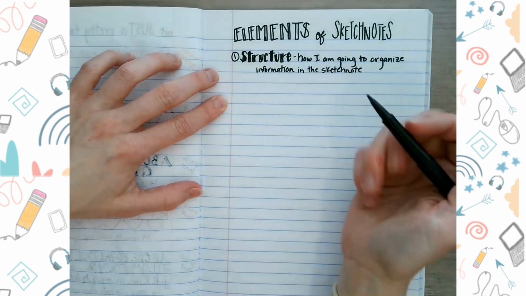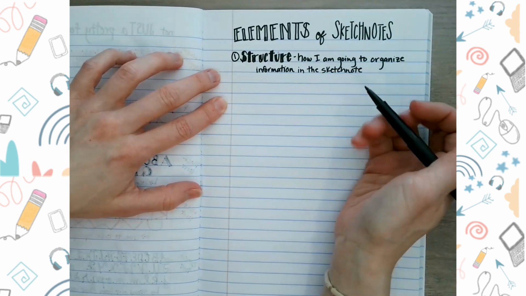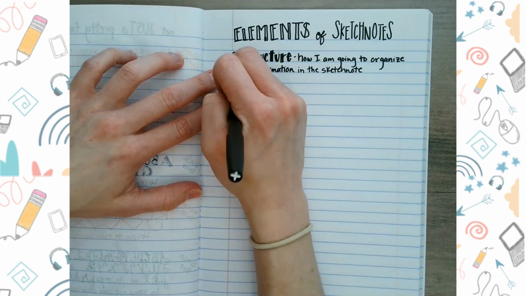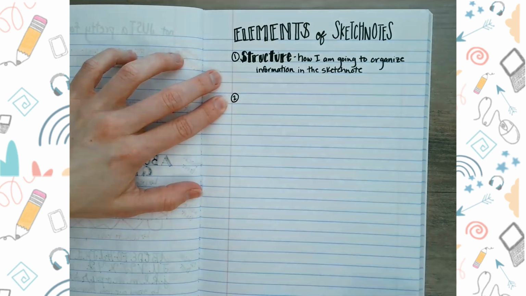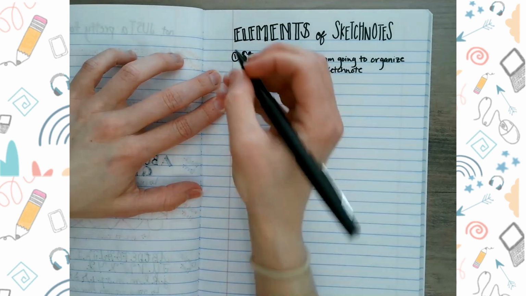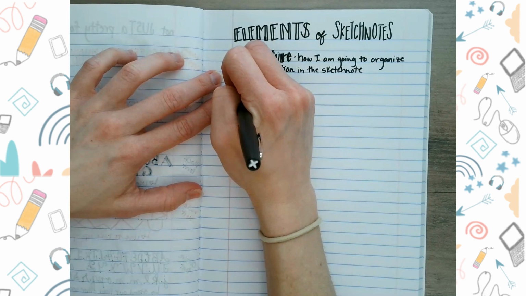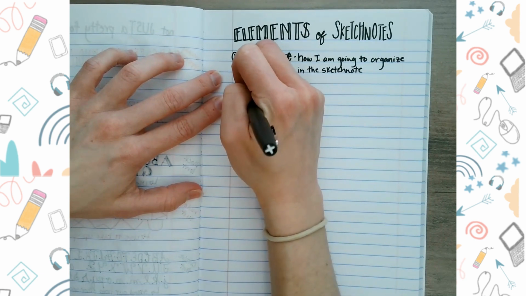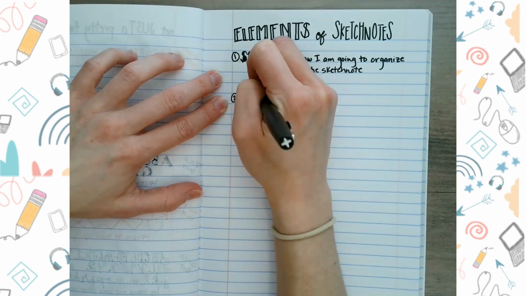So just like I did with the number 1 on this list, I'm going to write the number 2 and add a circle around it to make it stand out. And then I am going to add the next element of font/text to my list. I'm going to be using the same font type that I used for structure.